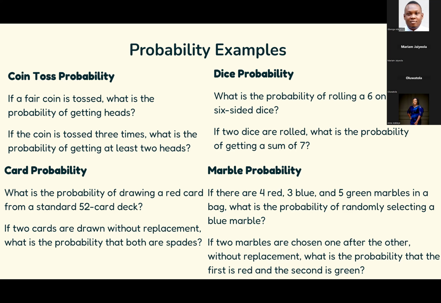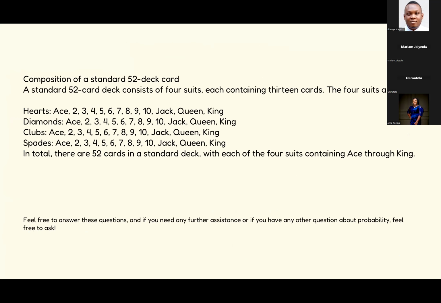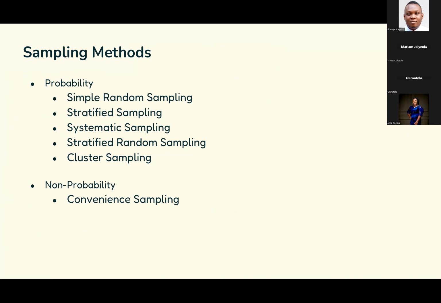I was just trying to explain the basics of probability. When you have a fair die with outcomes 1, 2, 3 up to 6, and you roll it, what's the probability of getting a particular number? That's 1/6. We can try our hands on these questions later. Then card probability, with 52 cards, so you know the number of cards a standard deck has. Let me move on to the sampling methods.